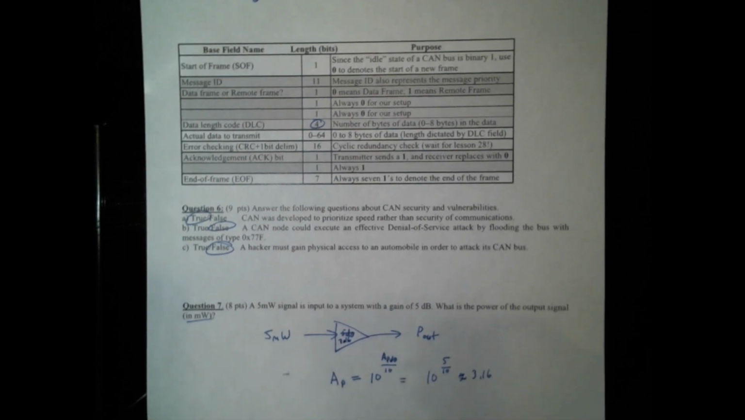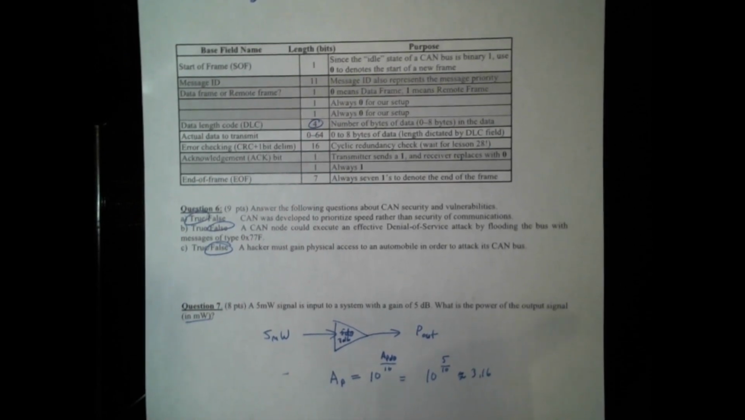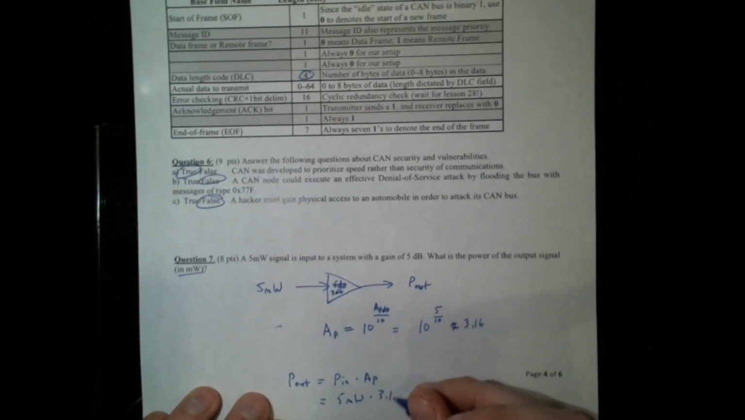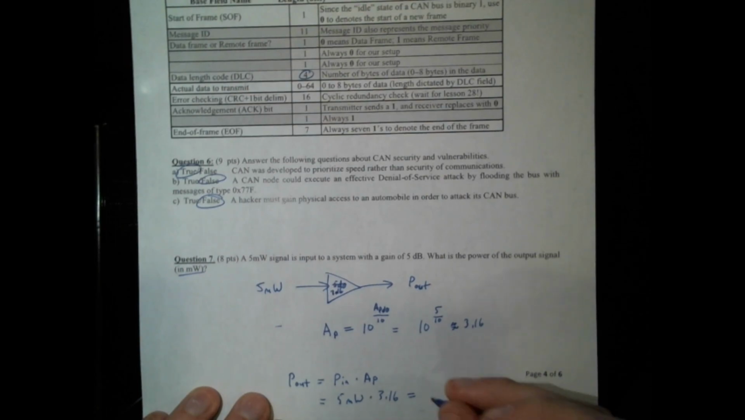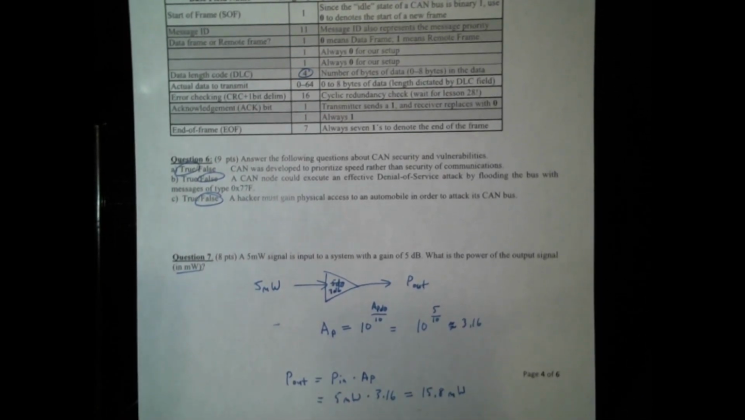So we'll take that 5 milliwatts and swap out the 5 decibels, turning that into 3.16. And when we have an amplifier like this, all we're doing is P out is equal to P in times the unitless gain, which is going to be 5 milliwatts times our unitless gain of 3.16, which is going to give us about 15.8 milliwatts. And that's it for that problem, just using the amplifier equations, making sure we're consistent about either being all in milliwatts and unitless gain or all in decibels when we do this calculation. That's it.